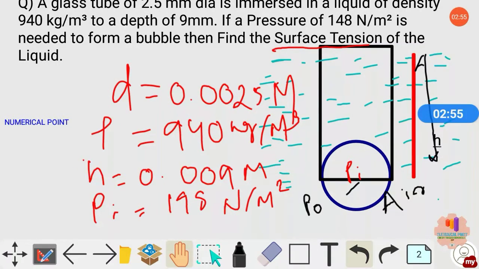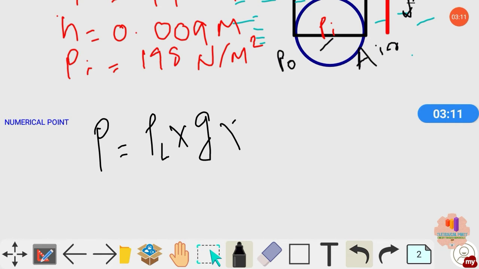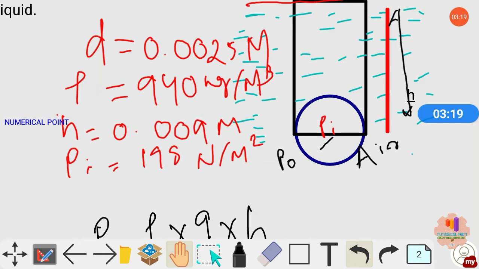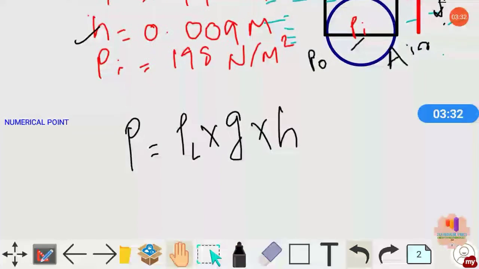Let's first calculate this outside pressure. The outside pressure P naught will be rho of liquid, that is above this, into g into height of the liquid column, that is h. Rho of liquid is given in the question, that is 940 kg per meter cube. h is given, g we know. So let's put the values and get the outside pressure.